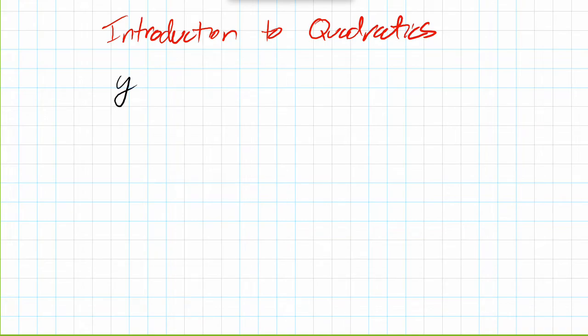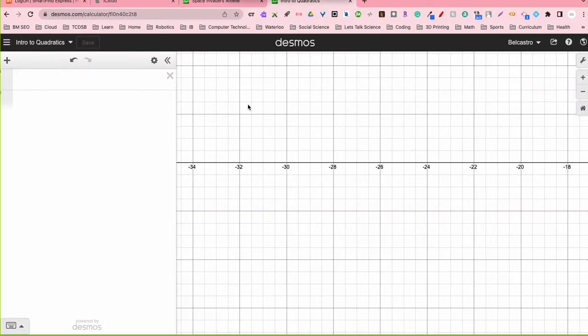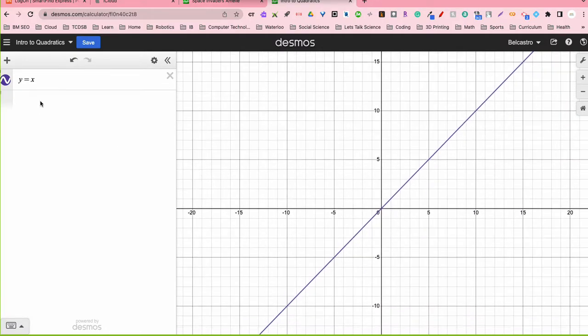So we're used to this, y equals x or y equals mx plus b, okay? These are both linear functions. We've seen these before. We'll jump over on our page here and we'll give an example of y equals x. Oh, I'm not in a great spot on this graph here. Let me zoom out a bit. There we go. It gives us this nice line.